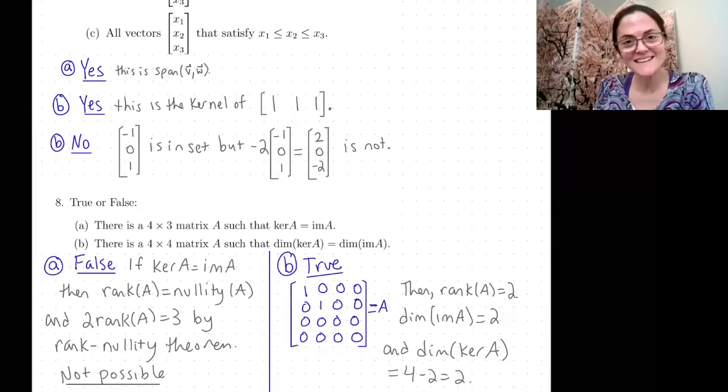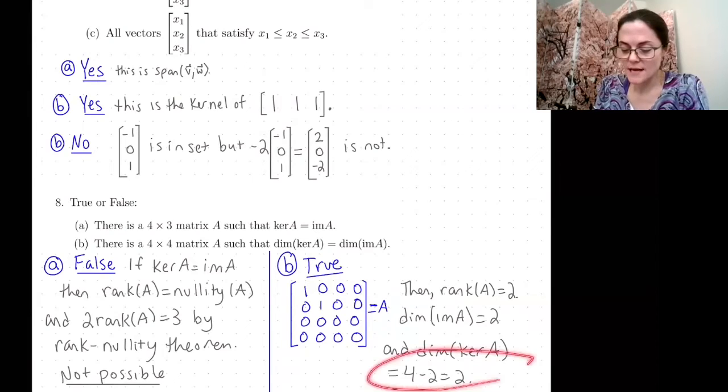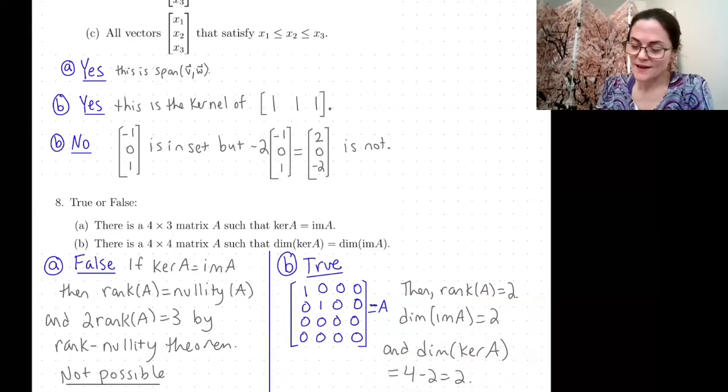Okay, you can tell we're getting near the end of the review. The rank is 2. That means the dimension of the image is 2. Got to be a number. Sorry about that. Well, the dimension of the kernel will be 4 minus the rank, so we also get 2. Okay, so this calculation came from rank-nullity. Here we have the dimension of the image and the dimension of the kernel are both 2, and they are equal. Okay, so far so good.